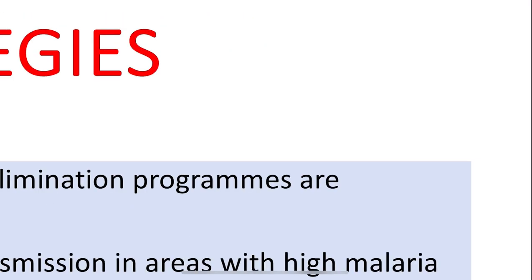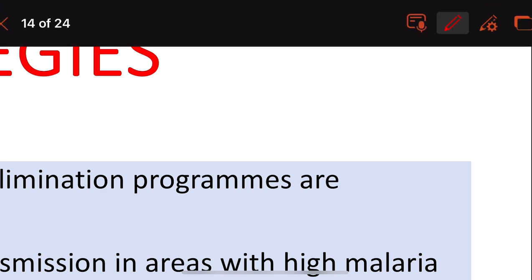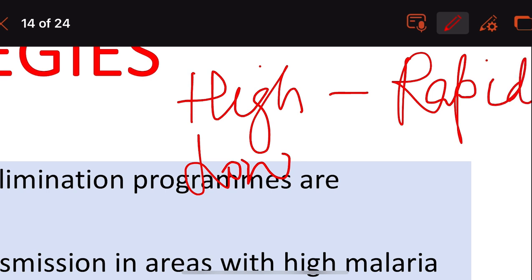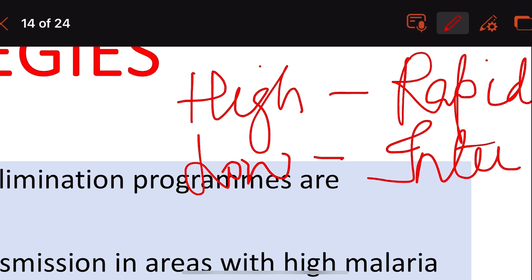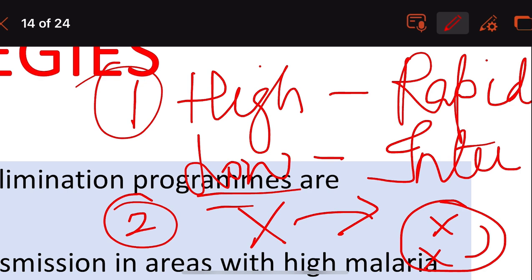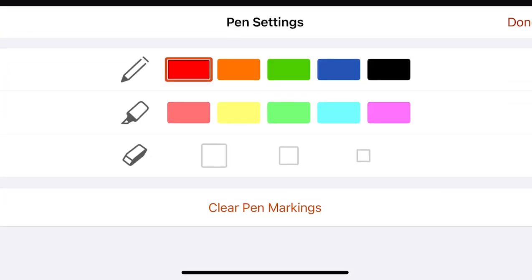Should we just revise it? The first strategy we saw is reduction. There were two areas, high incidence areas and low incidence areas. In the areas where the high malaria incidence is found, we do the rapid reduction of transmission. And in the low incidence areas, there is interruption of malaria transmission. This was our first point. And the second point, we have to prevent the re-establishment of malaria in the areas where the transmission is interrupted. Simple guys? Yeah, done.